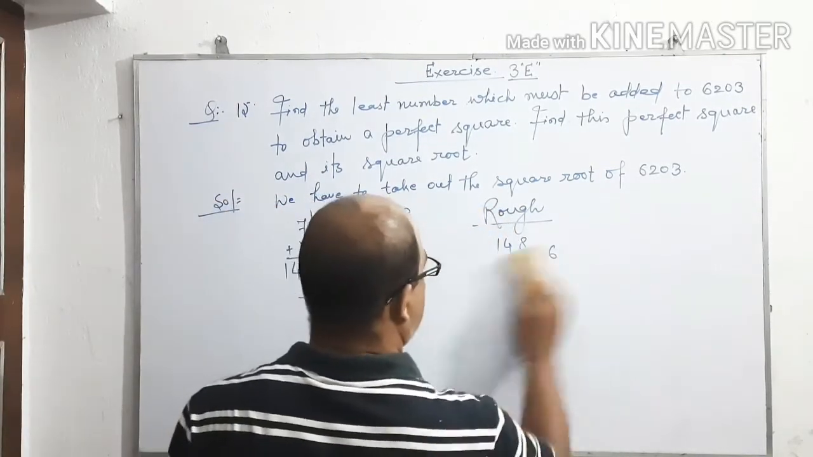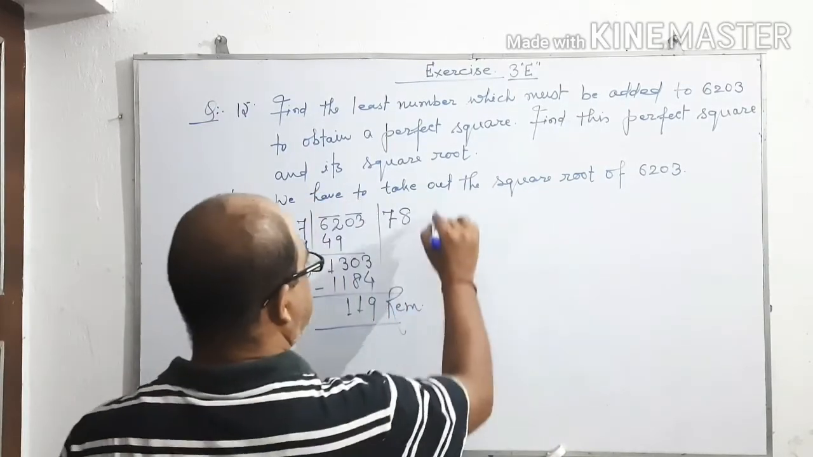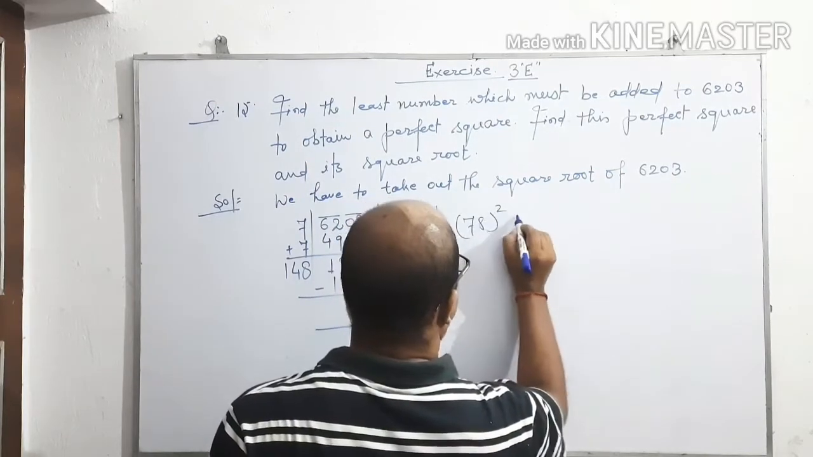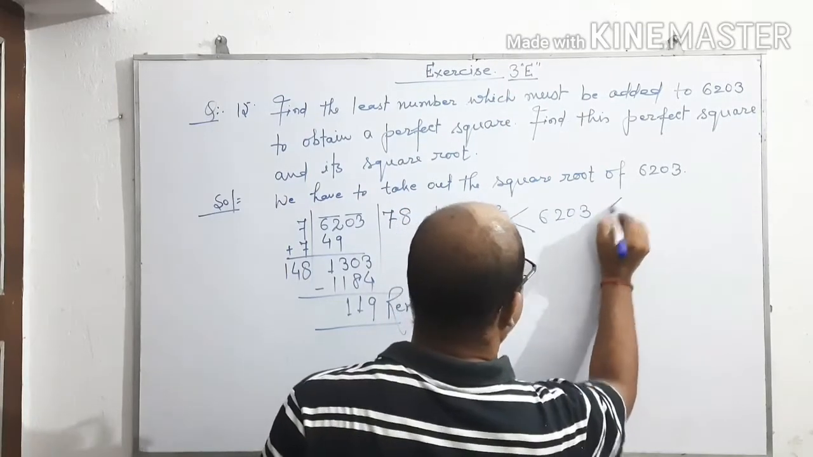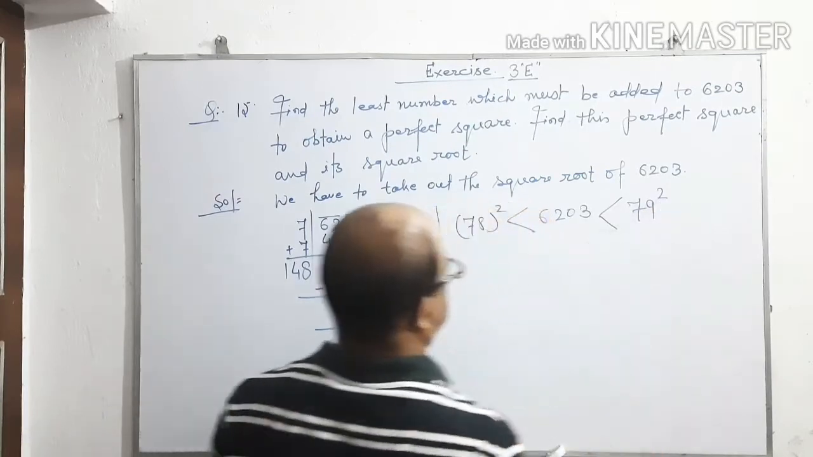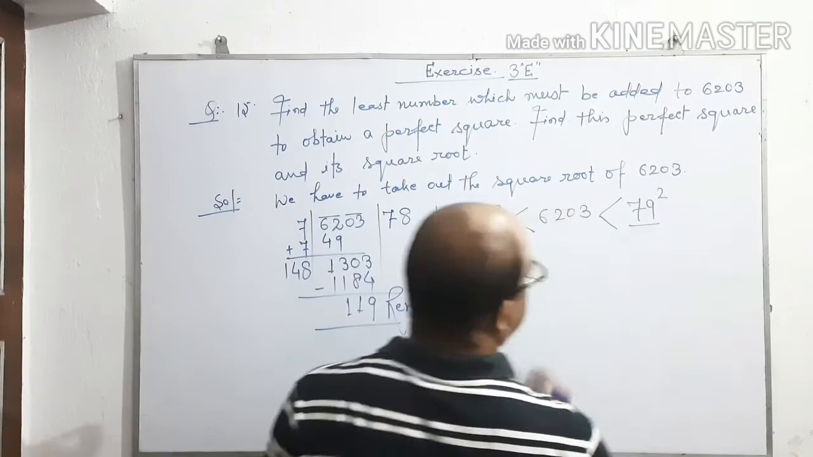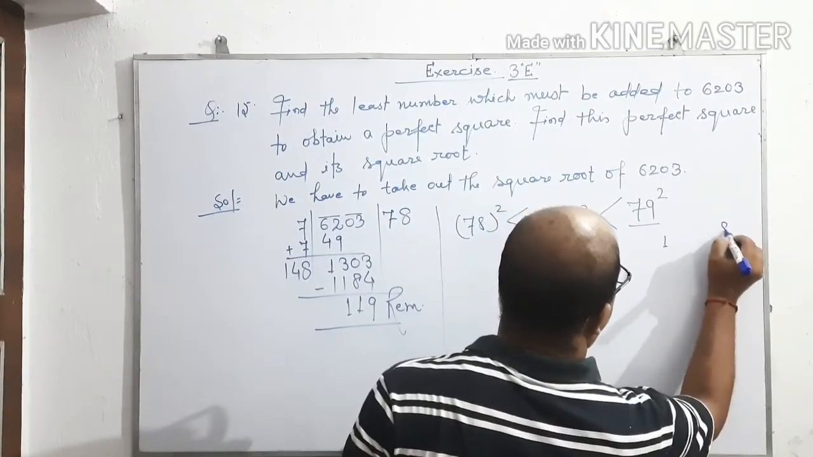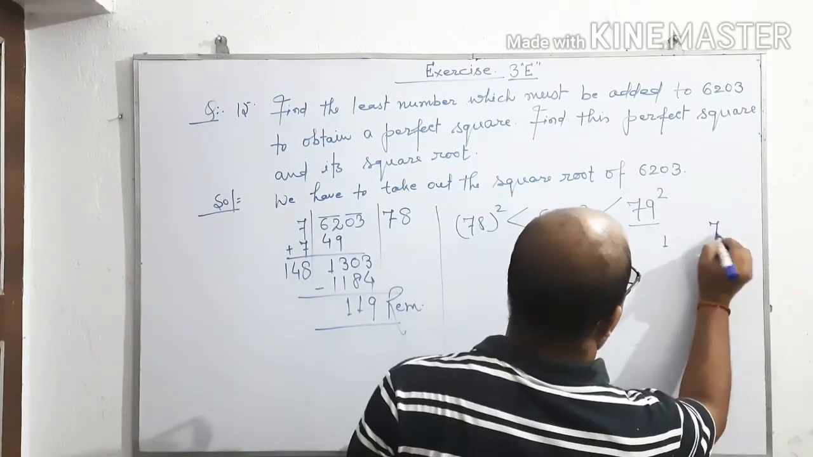Now, what do we write here? 78 squared is smaller than 6203 and this one is smaller than the square of 79. So at first we have to find the square of 79. 9 nines are 81. Here 8. We will multiply it here.